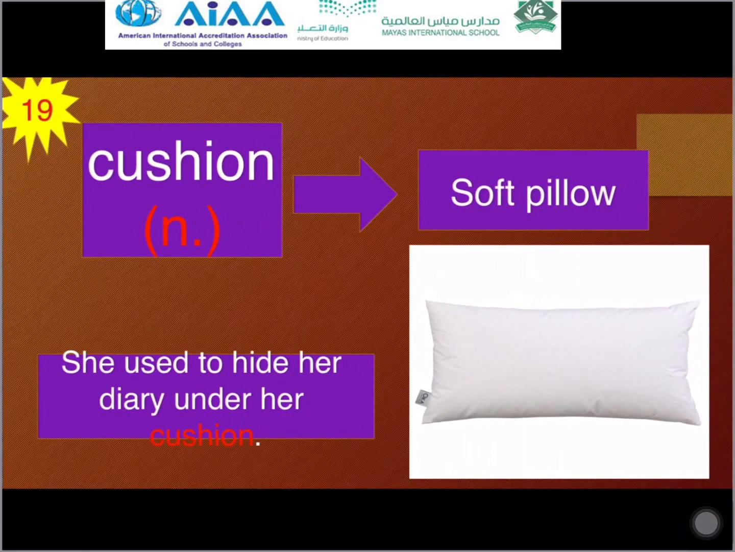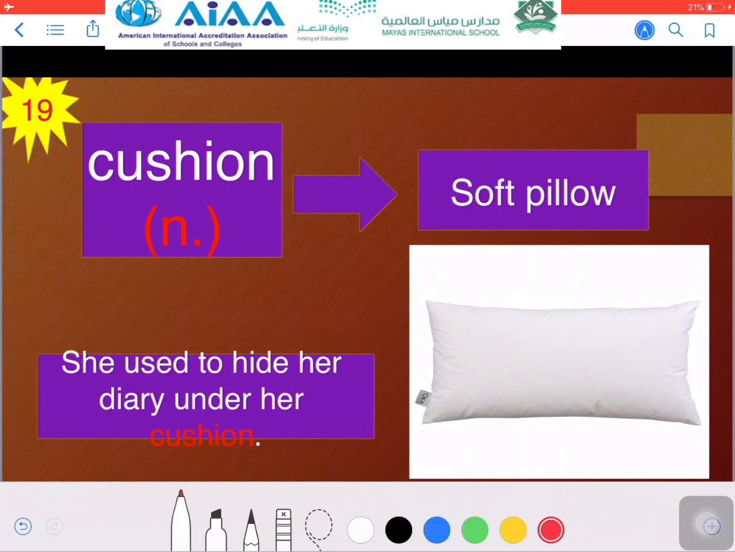Also here we have cushion. Okay? It's a soft pillow. She used to hide her diary under what? Her cushion. Or sometimes I hide my favorite book story under my what? Cushion.